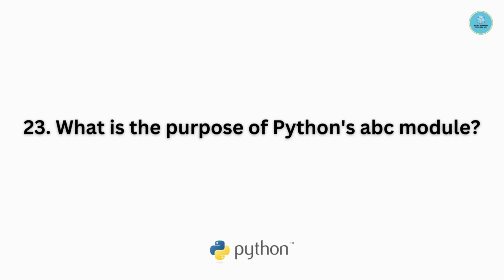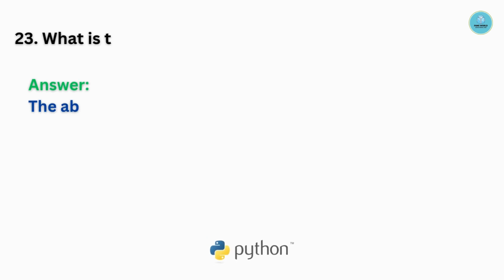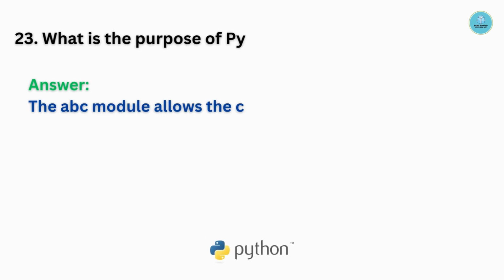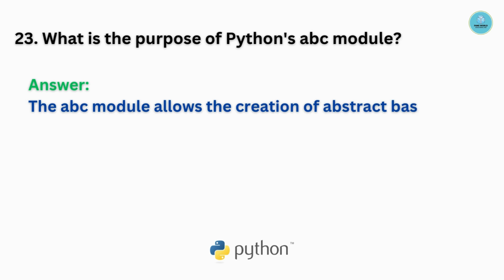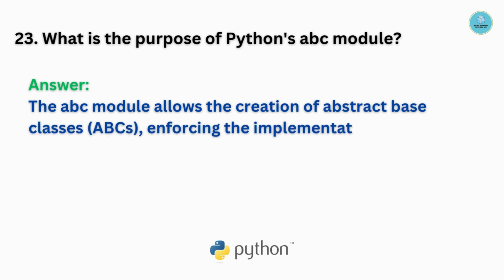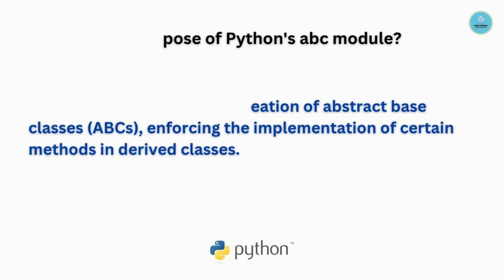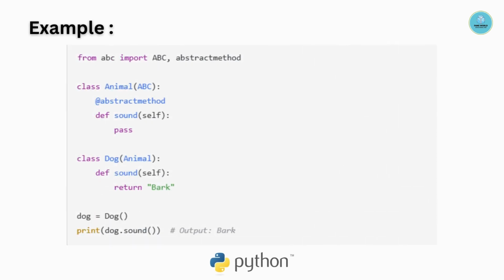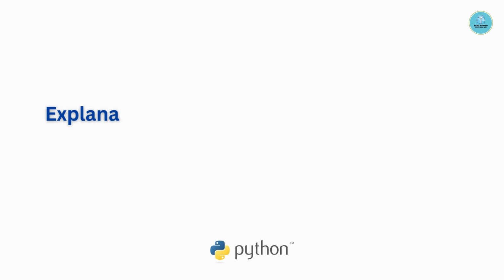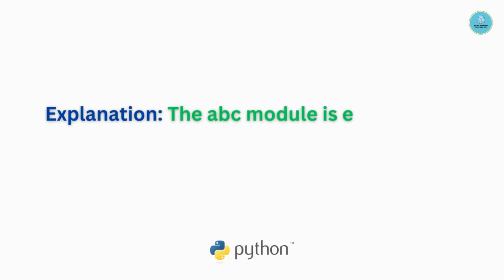Question number 23. What is the purpose of Python's ABC module? The ABC module allows the creation of abstract base classes. ABC stands for abstract base classes, enforcing the implementation of certain methods in derived classes. Example is as follows. The ABC module is essential for defining interfaces in Python.